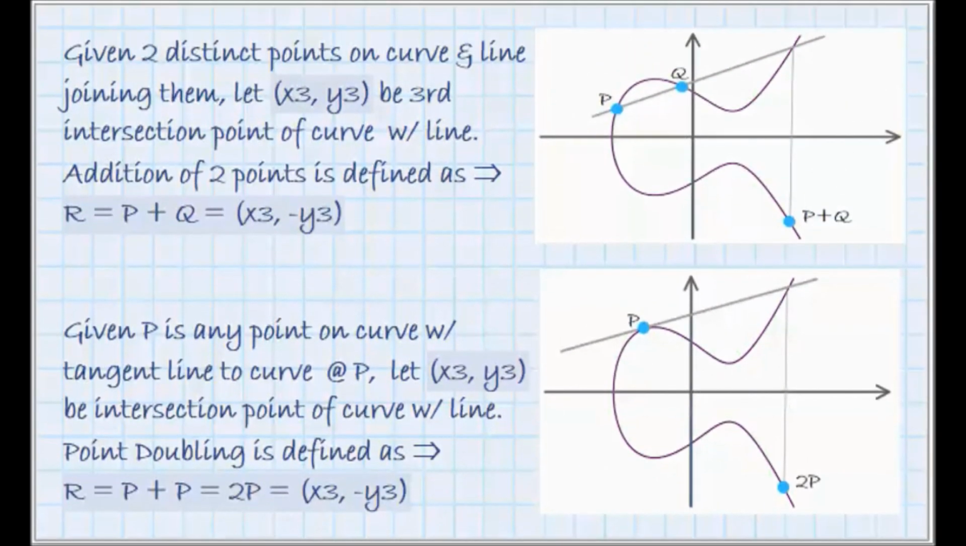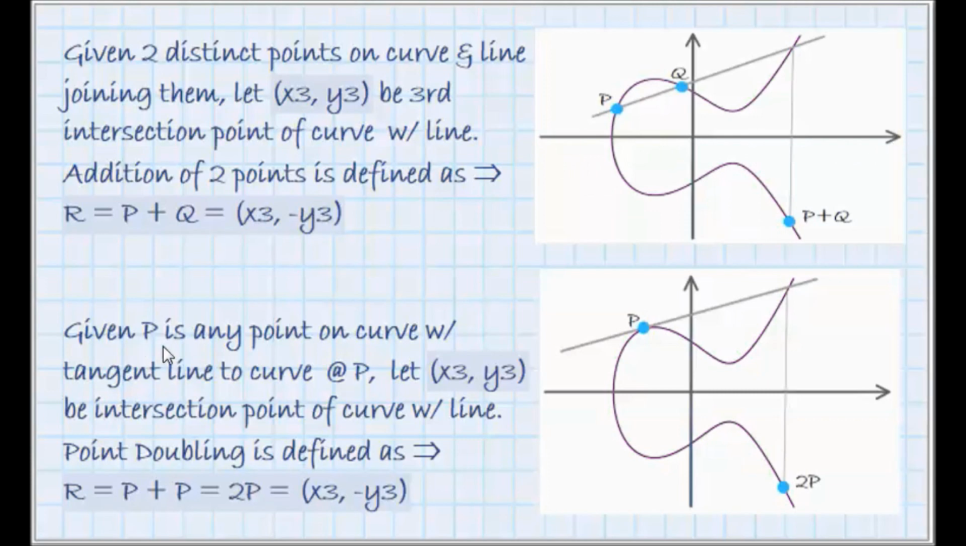We will be deriving the equations for elliptic curve point addition and doubling. Given two distinct points on an elliptic curve, P and Q, and a line joining them, let (x3, y3) be the third intersection point of the curve with the line. Then the addition of those two points is defined as R = P + Q = (x3, -y3), given the symmetry across the x-axis.